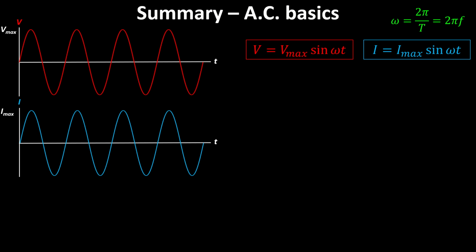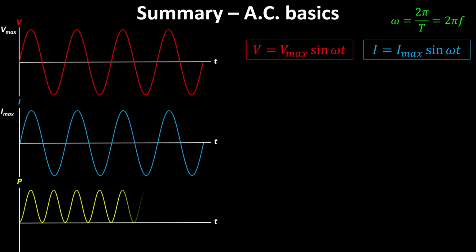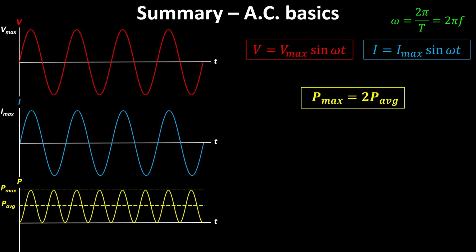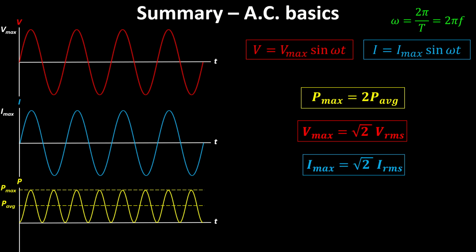For power, if we figure that out, because it's the two multiplied together, you get an expression that's all positive, a curve that's all positive. It has a maximum power, and the average power is half of that. Okay, so you've got your maximum power is double the average power, and if we use that to calculate the RMS values, you get an expression that the maximum voltage is the square root of 2 times the RMS voltage, and the maximum current is the square root of 2 times the RMS current.